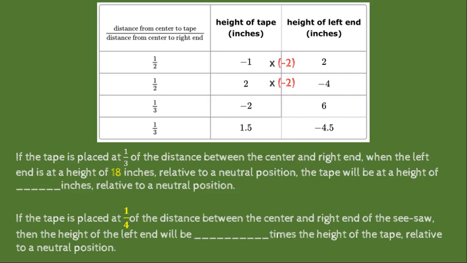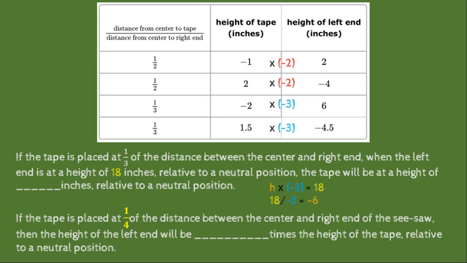Now we look into the next row, but this time it changes. This time -2 times -3 equals 6. So that's a negative number times a negative number is a positive number. And we can also conclude that the last one is also -3. 1.5 times -3 equals -4.5.